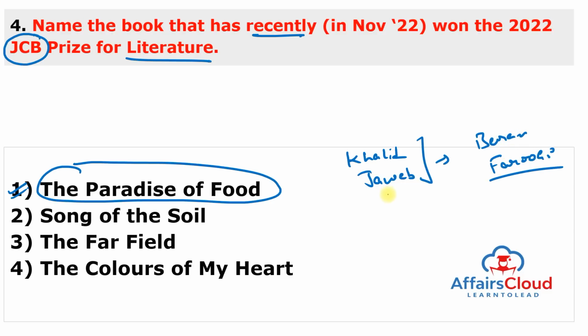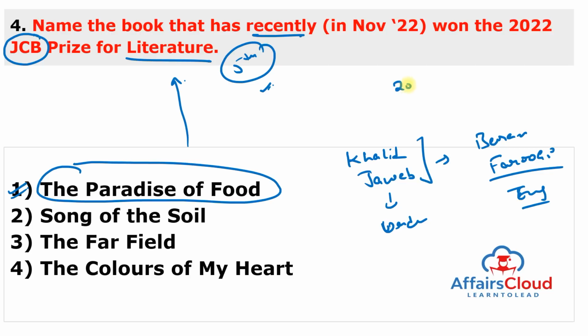It means this book was first written in Urdu, then it was translated into English, and this book won the JCB Prize for Literature, and this is the 5th edition of the JCB Prize for Literature. And the book is published by Juggernaut Books and was originally written in Urdu in the year 2014. And The Paradise of Food is the 4th translation and the first work in Urdu to win this award. That's why this question is very, very important.